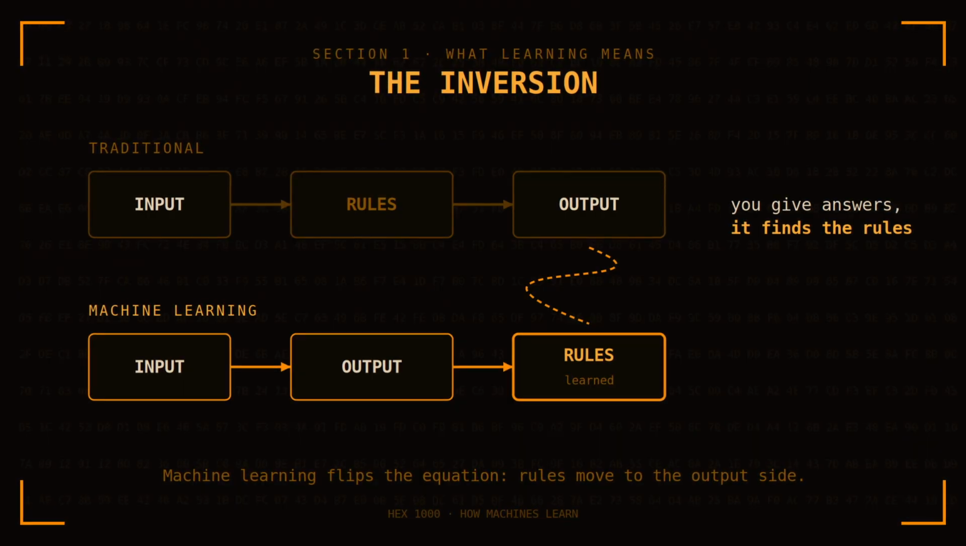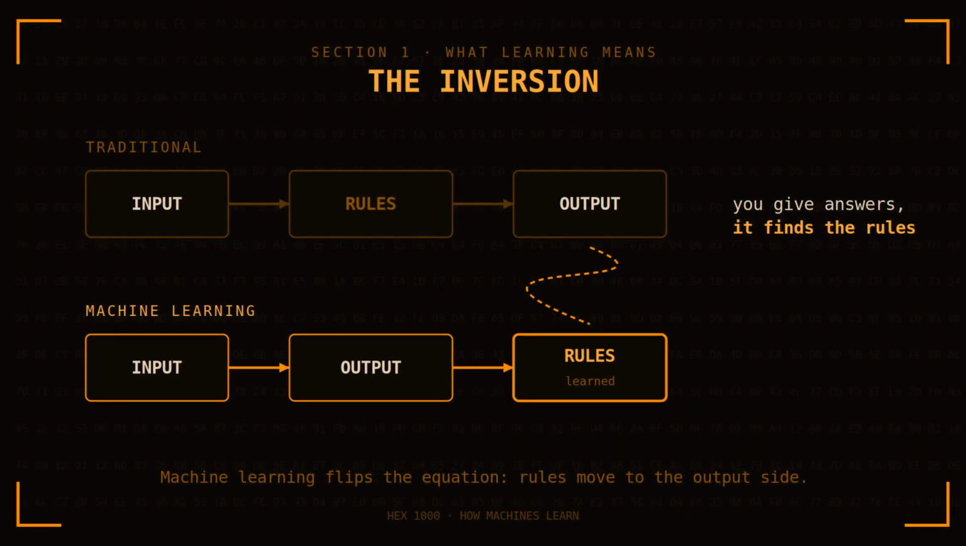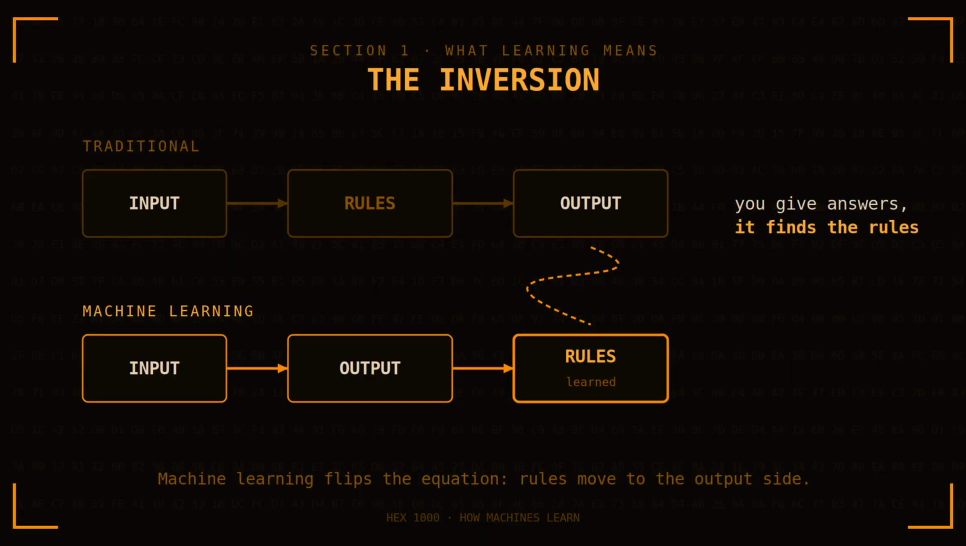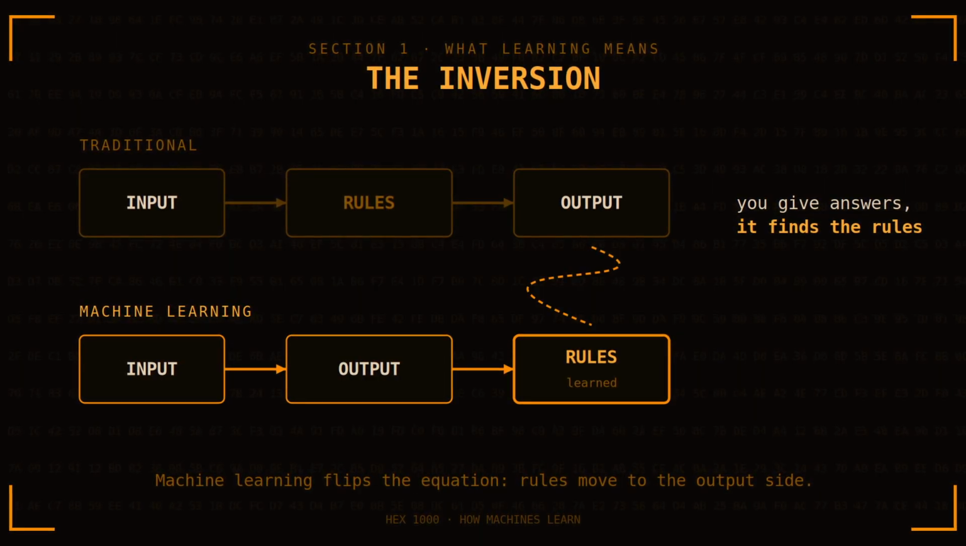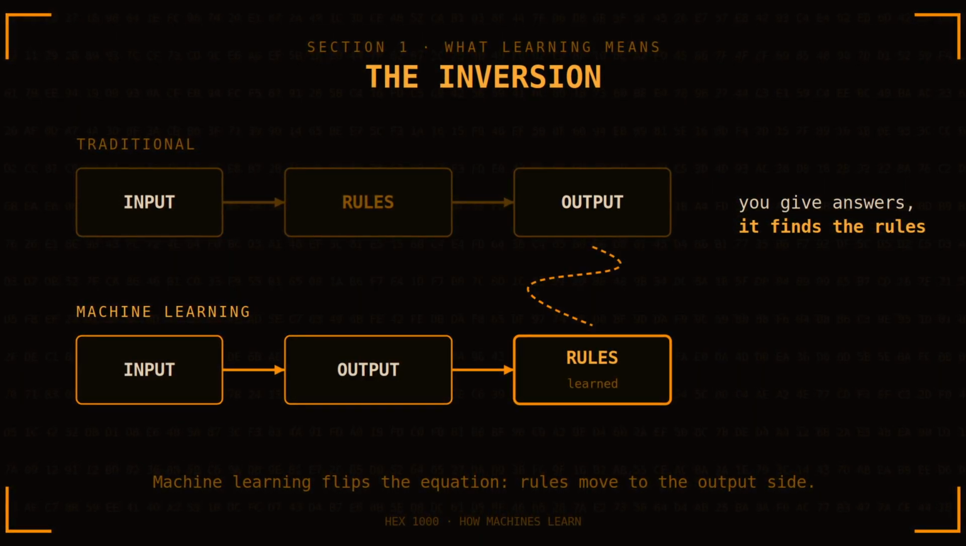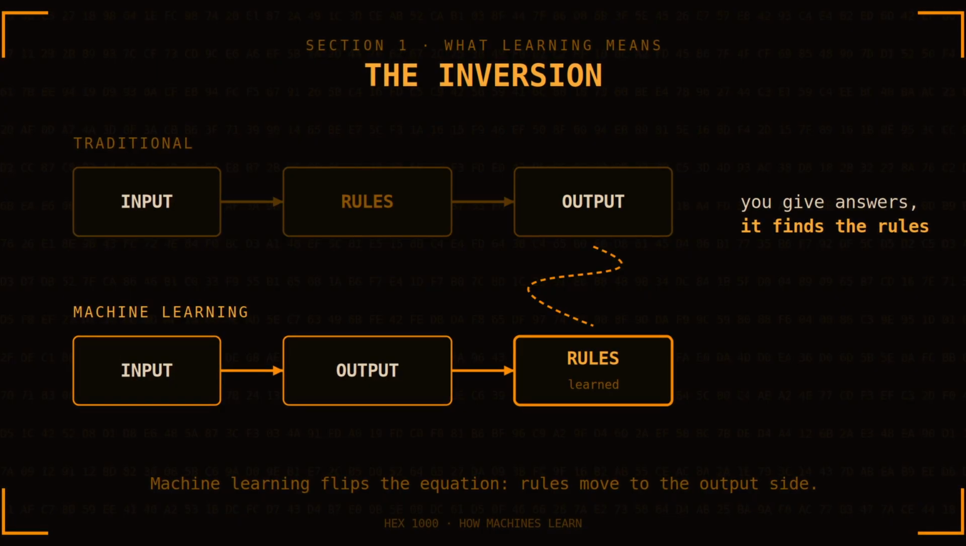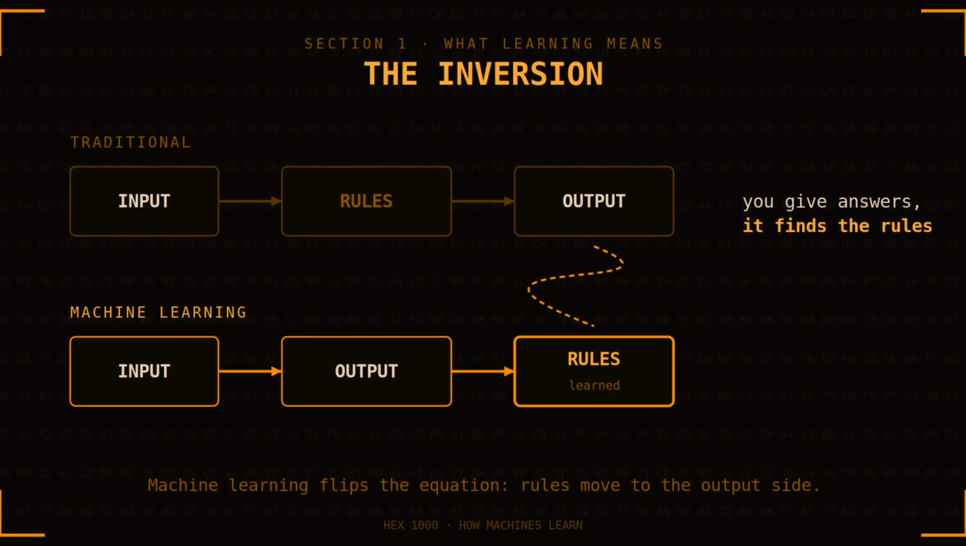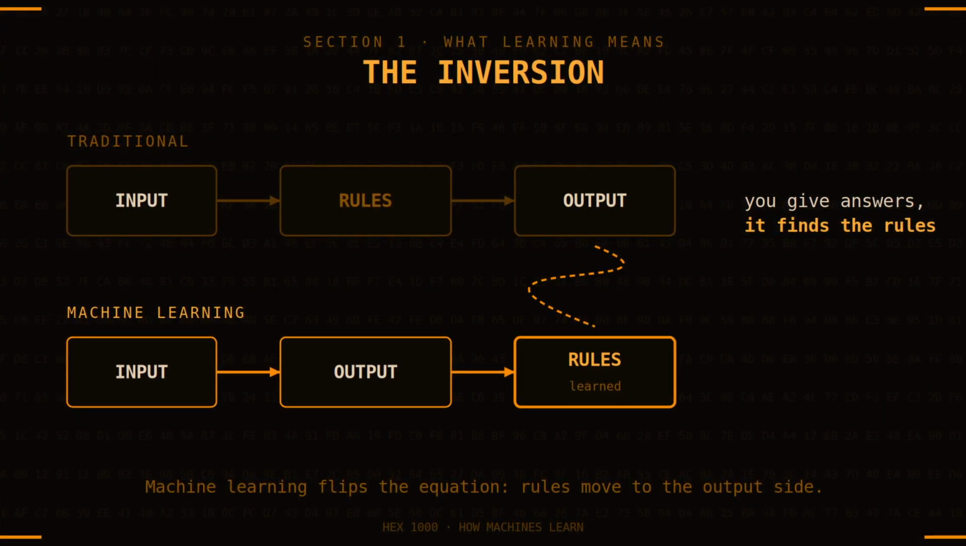So, machine learning flips the whole thing around. Instead of giving the computer rules, you give it examples, thousands of photos, each labeled cat or not cat, and you let the machine figure out the rules itself. Input and output go in, and the rules come out. That's the inversion. That's the entire idea behind machine learning.